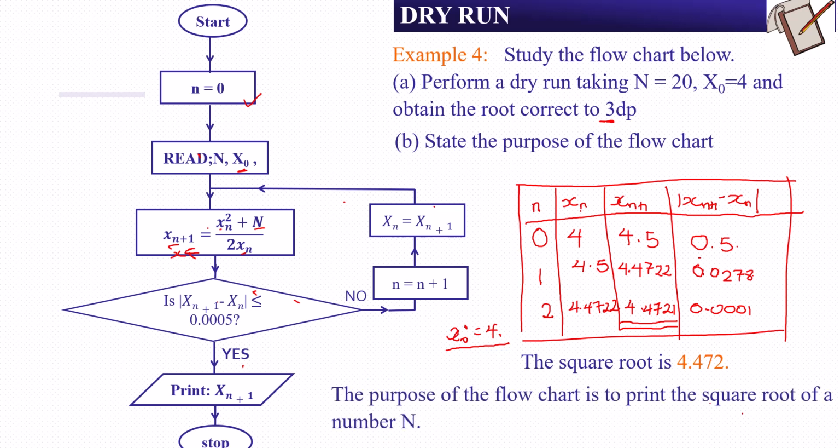And then the purpose of the flowchart is to print the square root of the number n. For today, we are going to stop here, and in the next video, we shall see how we can construct flowcharts when we are given some information.